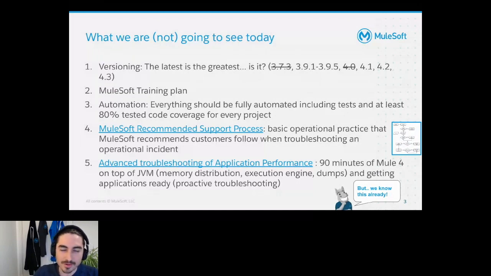On the first one, we think about versioning. When we say versioning, we assume that the latest is the greatest, or at least that's what we're told.